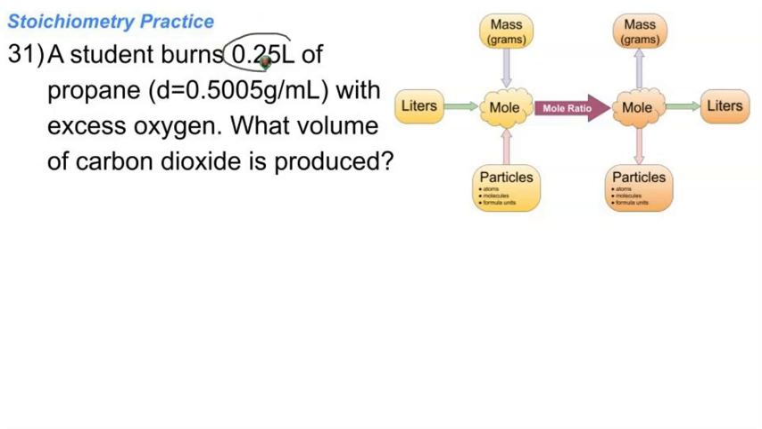0.25 liters of propane. That liters is not the liters on our mole conversions chart because propane is not a gas, it's a liquid. If you weren't sure of that, you can know that by the fact that it gave you the density value here. So we need to take our 0.25 liters and get it to grams. We don't have our density in grams per liter, so I'll first need to step this to milliliters, and then from there we can take the step into grams using that density value.